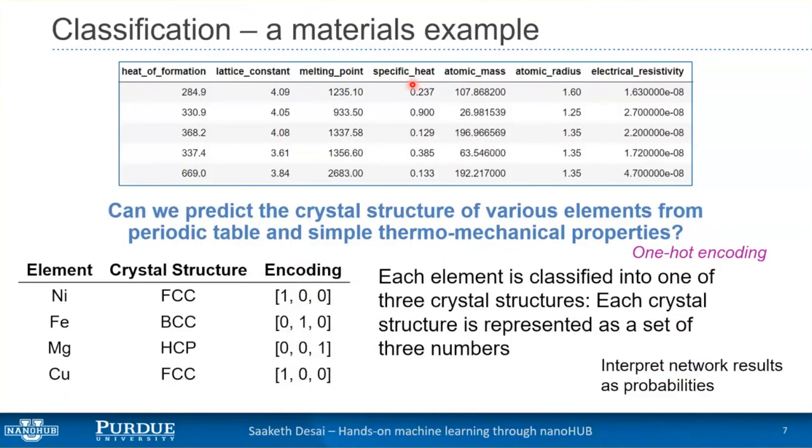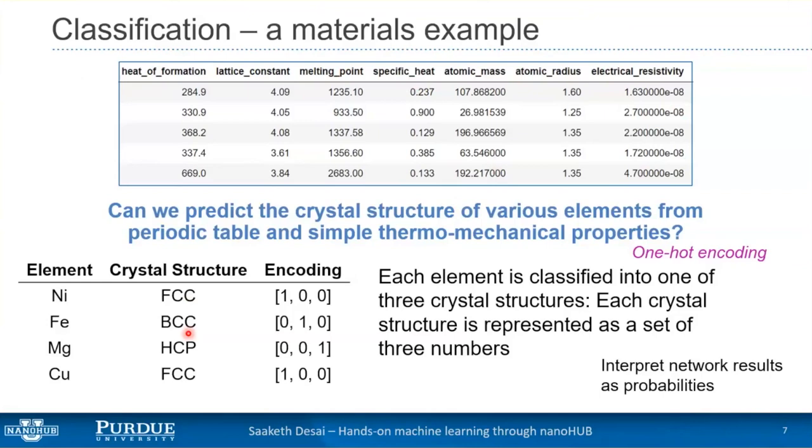So let's think about that a little bit more. What is the input to the model and what is the output of the model? The inputs to the model are the same as last time. All this data that I've highlighted here in this table is what we need. The output, what we want the output to be, is a crystal structure, but typical crystal structures are assigned names like face-centered cubic and body-centered cubic, FCC, BCC, HCP.